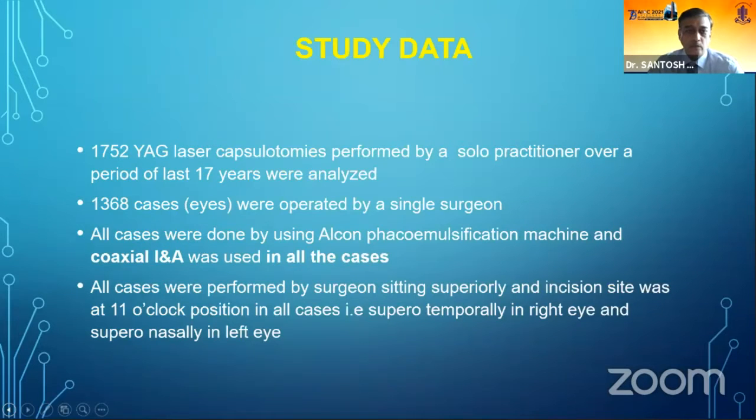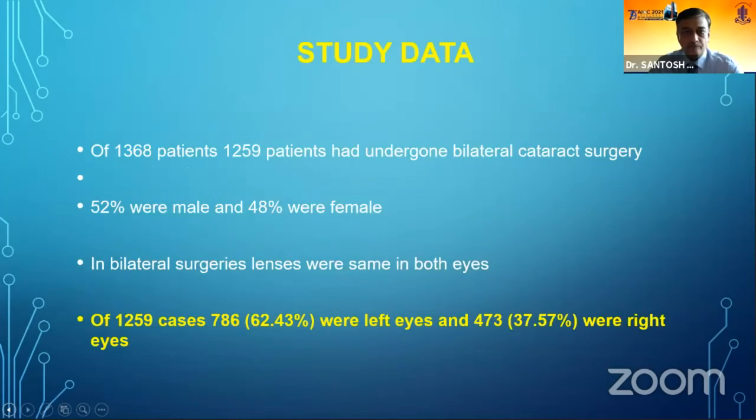In my study, over the last 17 years, about 1,752 YAG laser capsulotomies were performed by a solo practitioner. Of these, 1,368 cases were operated by a single surgeon, myself. All cases were done using an Alcon phacoemulsification machine, and coaxial irrigation aspiration was used in all cases because I am used to it and find it very convenient. All cases were performed with the surgeon sitting superiorly, and the incision site was at 11 o'clock, that is superotemporally in the right eye and superonasally in the left eye.